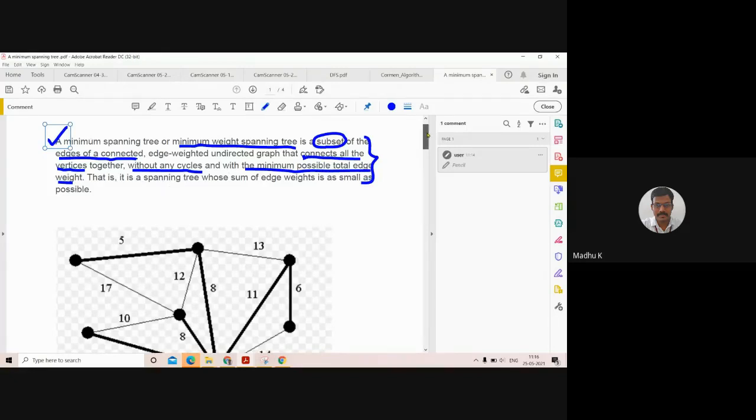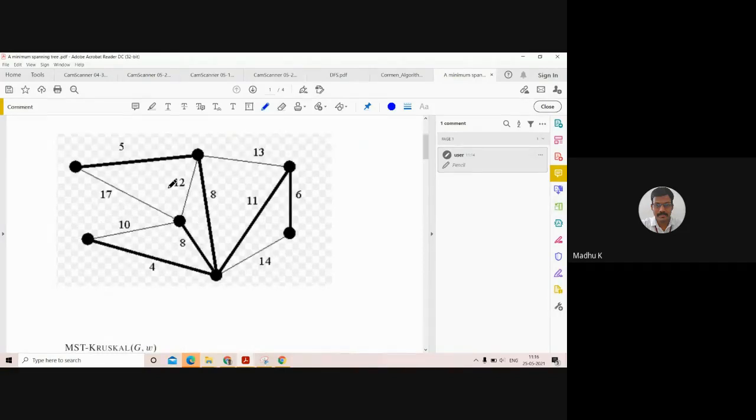For example, this is a graph. How many edges are there? 1, 2, 3, 4, 5, 6, 7, 8, 9, and 10. There are 10 edges, but after finding the spanning tree, it consists of only these edges: 1, 2, 3. These are undirected edges also. It is basically a subset of our graph edges.